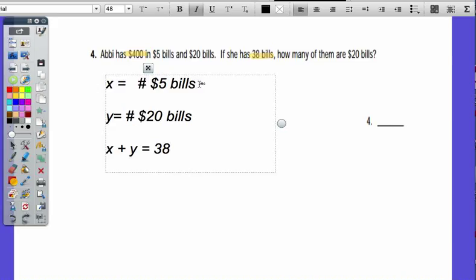And now the value, okay? So for every $5 bill, it's worth $5, duh, right? And every $20 bill is worth $20, at least for now. And that is equal to a total of, she said, $400. So now I have my two equations and two unknowns. And we want to know how many of them are 20. So we want to know the Y's.